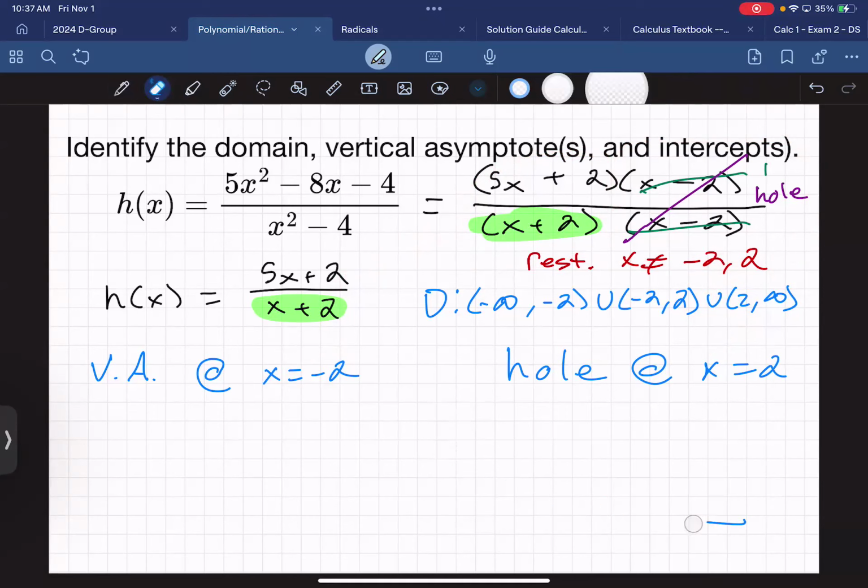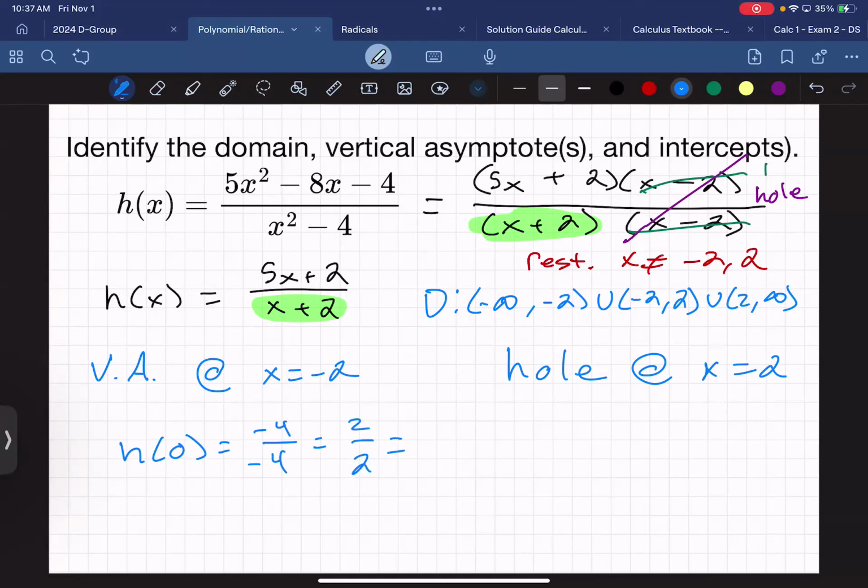Now, with that said, are we done with this problem? We need to find the intercepts, right? Let's check something. Do the intercepts change from the original function to the simplified function? That's something that we do need to look at. So if I look at this and ask, what's h of 0? Is -4/4 the same as 2/2? Are those the same? Yeah, it's kind of nice, right? I can go in there and say, hey, that's still +1. So the nice thing about this is we can use the simplified version for this part.